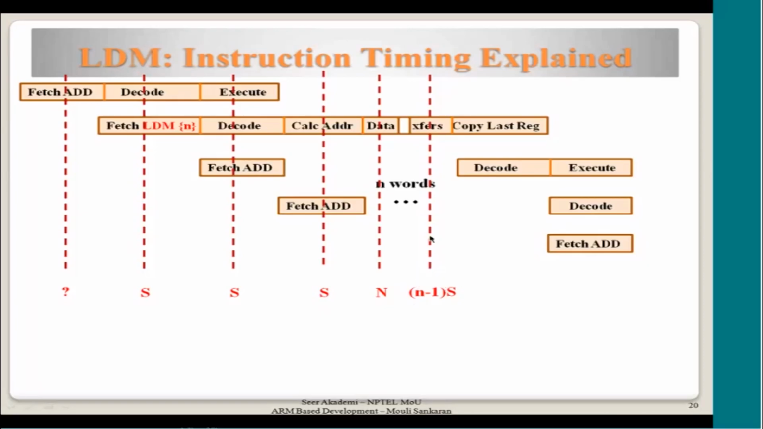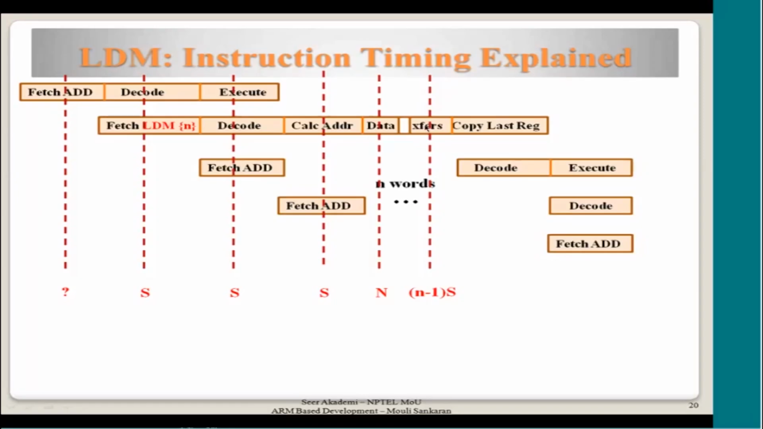So n minus 1 S cycles should have been generated to access from the memory or to load it in the memory, whatever it is. Okay, this is the time taken. Now this is the interesting thing. Will it take how much of this? This has to be the last register is copied. The intermediate registers are copied while the data transfer was happening.